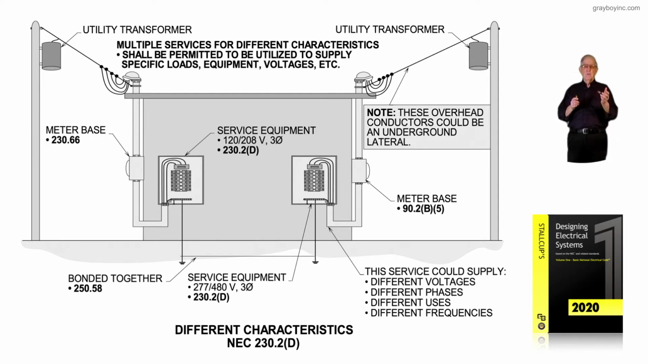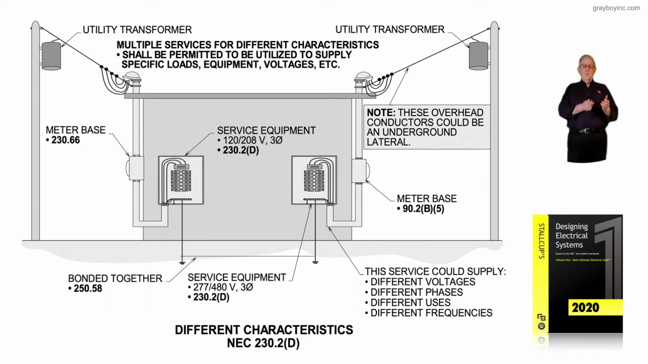I could have 120/208 at another service for 277/480, say, just as long as there are different voltages and different phases. If I had different phases, I could have phases L1, L2, and then have phases L3, L2, and L4, say. Different uses.